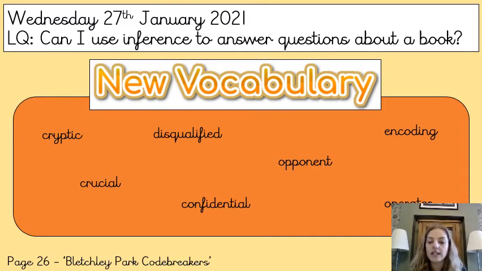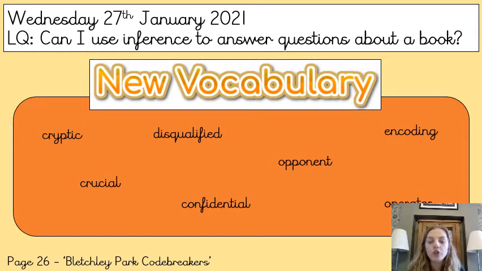The next one is encoding. Now, encoding is where you have a sentence and then you put it into a code. So you have to put it so people can't figure out what it means. So you had to go at breaking a code, but I had to encode it first. So I had to change it into a code first to make sure that you weren't able to figure it out straight away.